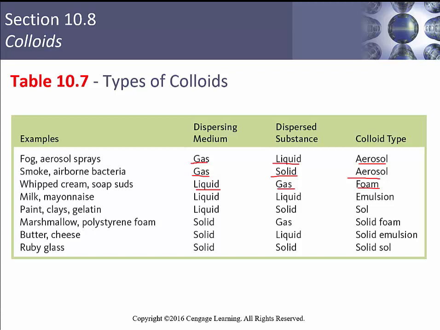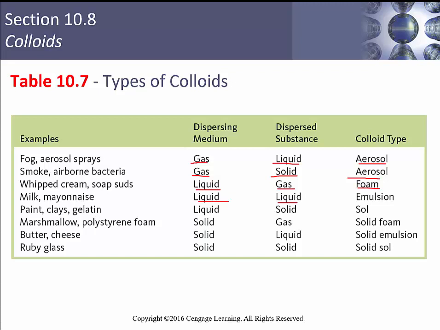You can have a liquid in a liquid. So fat, which is not soluble in water, and water is going to be something like milk or mayonnaise, right? That's why you have to homogenize the milk so that it doesn't separate out the cream, which is fatty and non-polar, from the rest of the milk, which is mostly water and polar.